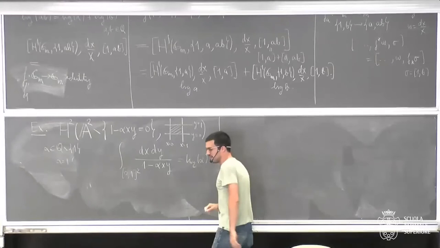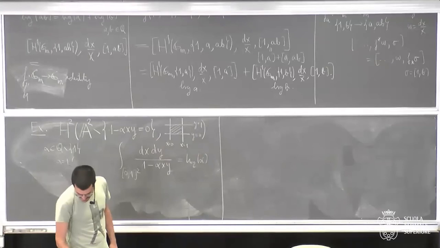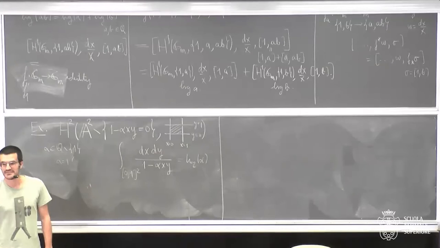Now I want to construct this motivic Galois group. And there are two approaches to do it, which are completely different.